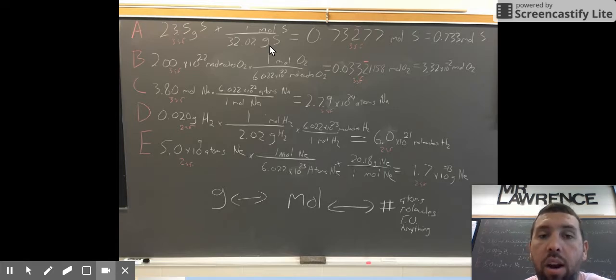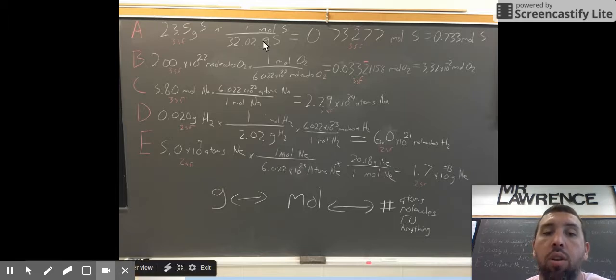When we put the units AMU behind it, we're talking about the mass of protons and neutrons. When we put the unit grams behind it, we're talking about the molar mass, how much 1 mole of sulfur weighs. So when I put my equation here together, I multiply across the top, divide across the bottom, and I would get the value of 0.73277 moles of sulfur. Since I have 3 sig figs in my problem, I need to go to 3 sig figs in my answer, so it would actually come out to 0.733 moles of sulfur.